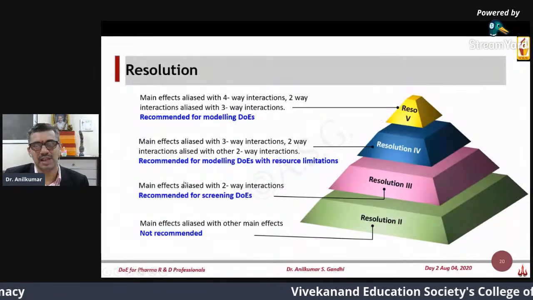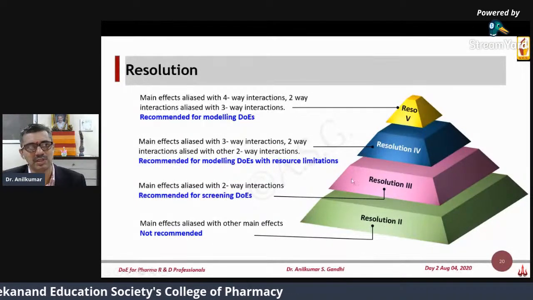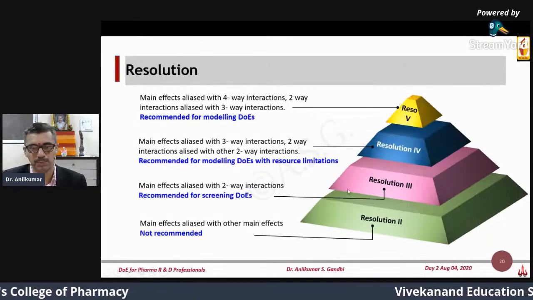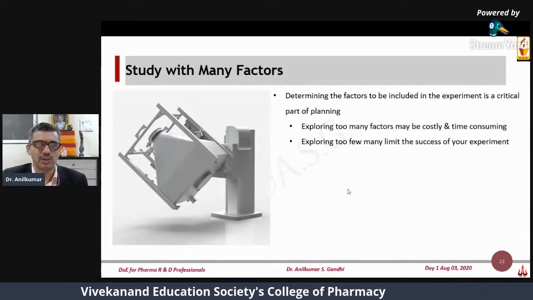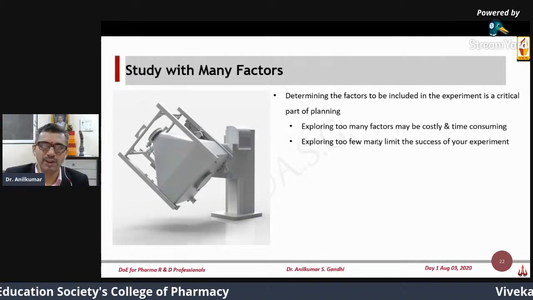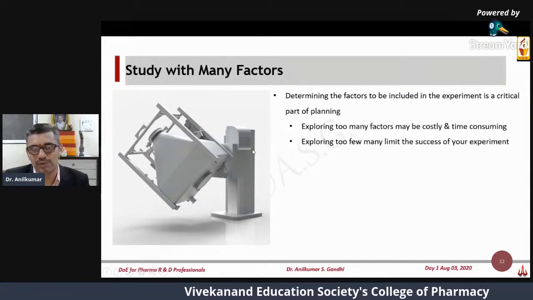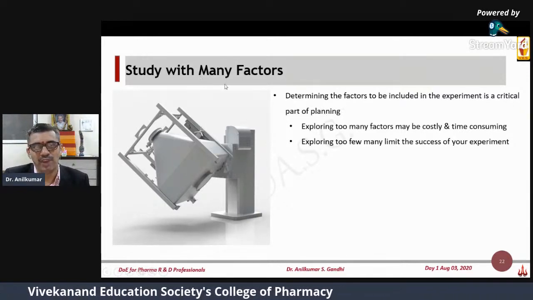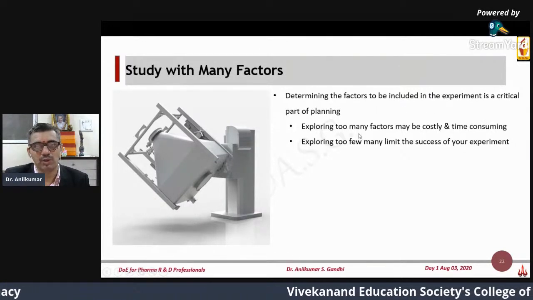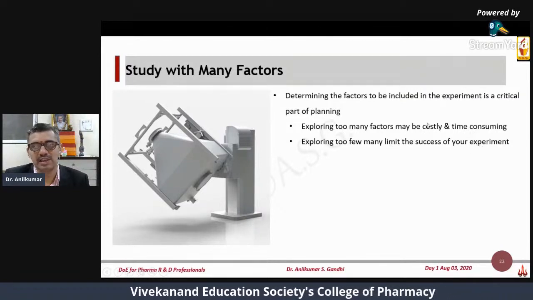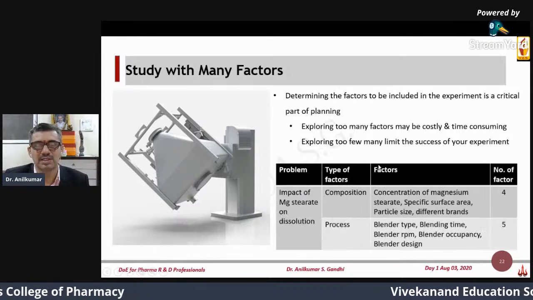So all these designs will become important as we see further, and this is certainly more important when the number of factors goes up. Now let's see this in a little more detail and with an example. So let's say we are doing some kind of lubrication study. I did take this example briefly yesterday as well. Now when we are dealing with many factors, exploring too many factors may be really costly, as I said, and too few limits the success of your experiment. Now let's take this kind of example.